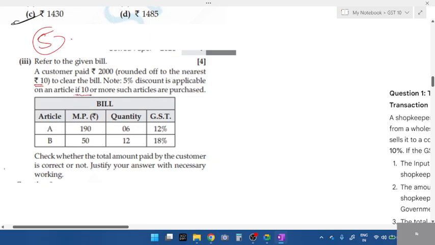All of you will respond. Which one should get 5% discount, students, if 10 or more articles are purchased? Article B. Right? Article B should get 5% discount. Is it clear? All of you understood? Read this island. Read the second line. What is given? Note.